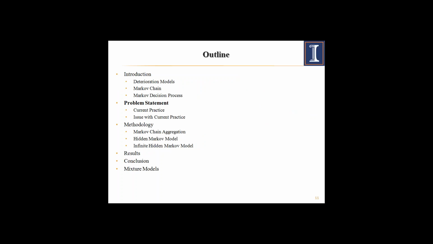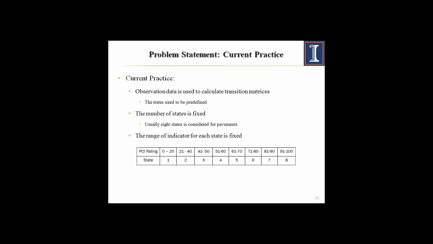So what is the problem? The problem is that to calculate these transition probabilities, we are fixing the number of states. And we are also fixing the range of PCI in each state. Why is it not good? Because how do we know that PCI 91 is different from 90, and we are putting them in two separate states? And how do we know that PCI 19 acts the same as PCI like 95?